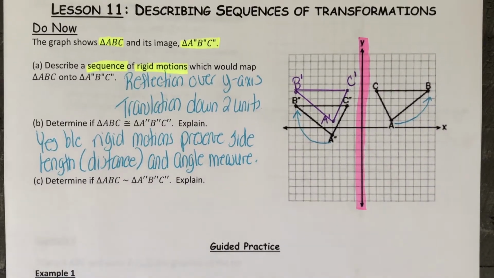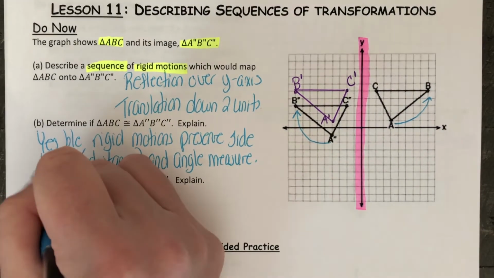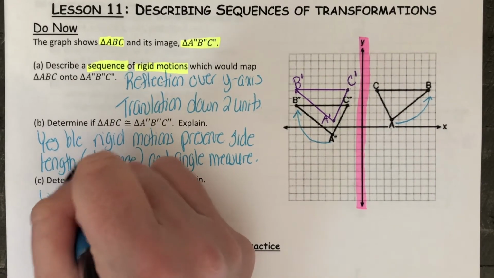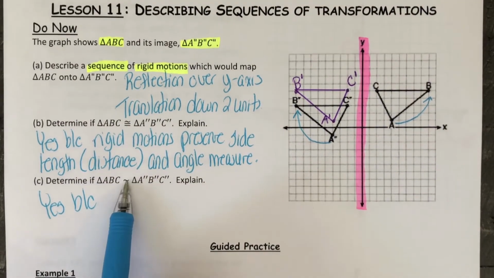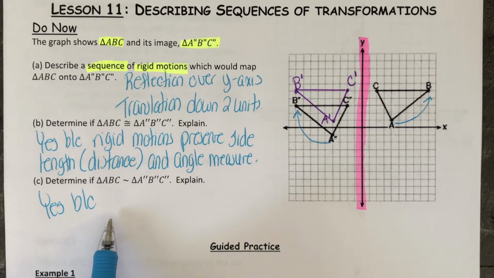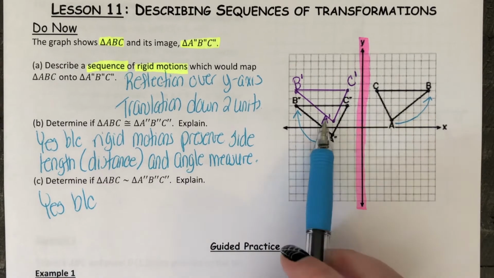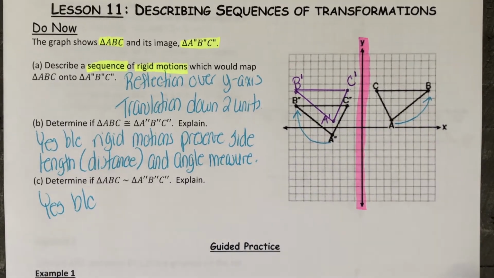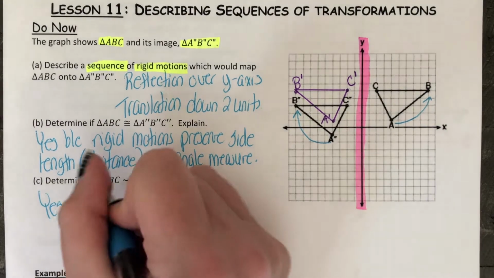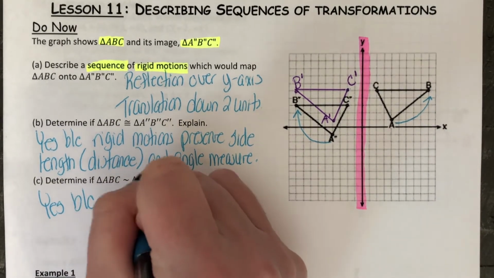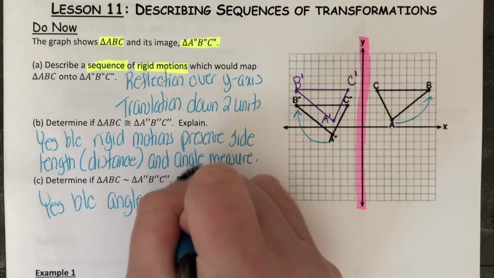Now if we look at part C, determine if those 2 triangles are similar. Yes, they're going to be similar as well. If 2 triangles are similar, that means angle measure is preserved, and I know that angle measure is preserved in a rigid motion. I also know that side length is in proportion, and those sides are also in proportion. So I can say either one. I'm going to say because angle measure is preserved.